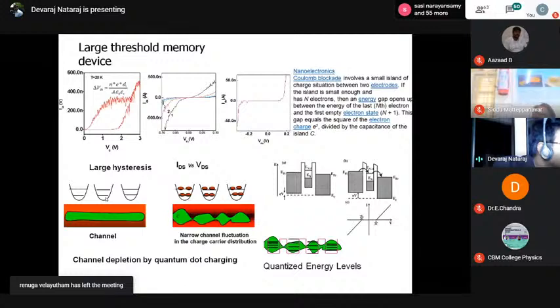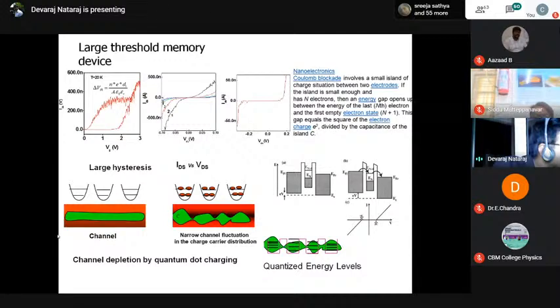Many more charges will be trapped in the quantum dot. And therefore, what happens? They repel the electrons in the one-dimensional channel randomly, and therefore the uniformity of the electron distribution is perturbed largely. You can see this by comparing these two diagrams.